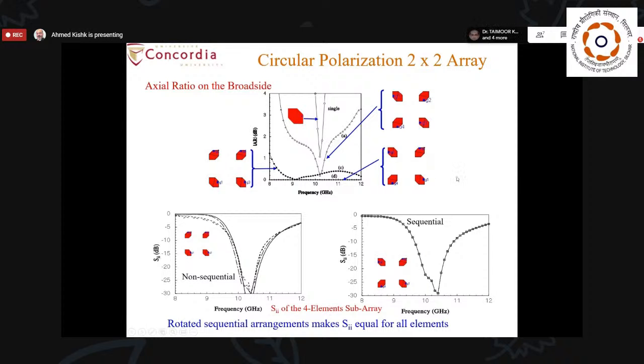What does this mean? Why do we use this kind of rotation? It's a way to cancel the cross polarization of the CP.